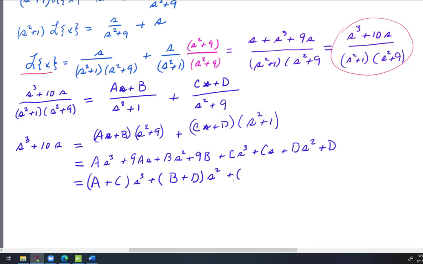plus, now the coefficients of s, 9a and just s plus c.